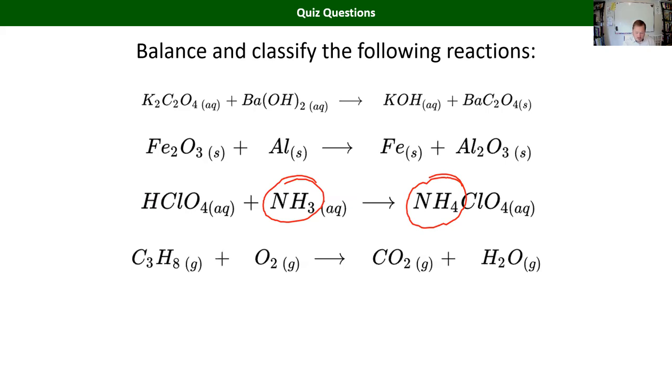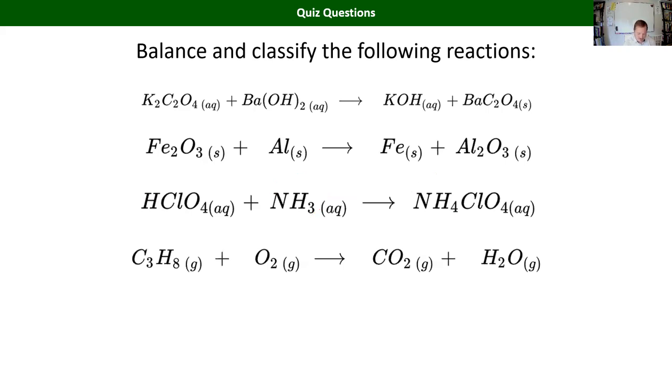But anytime you can look at a compound and say, okay, all I did was take this NH3 and stick an H plus on it to make NH4 plus, that's what I mean by a hydrogen ion transfer, an H plus transfer. And that's a classic example of an acid-base reaction. If you can find that happening, it's an acid-base reaction. There might also be other things happening in a complicated reaction, but anytime you can identify on both sides that all you did was add an H plus or take away an H plus from a compound, that's always going to be an acid-base reaction.